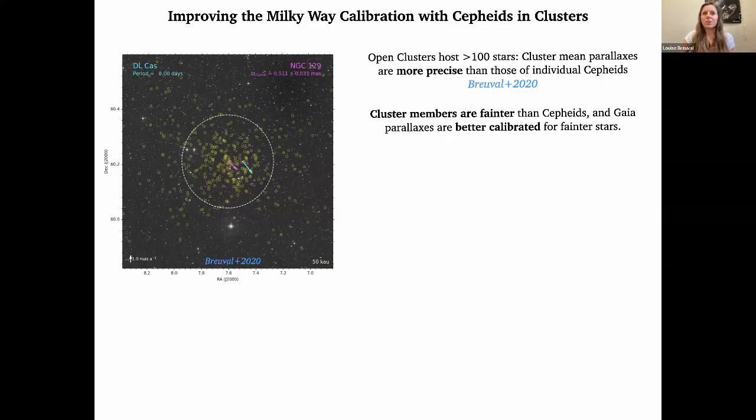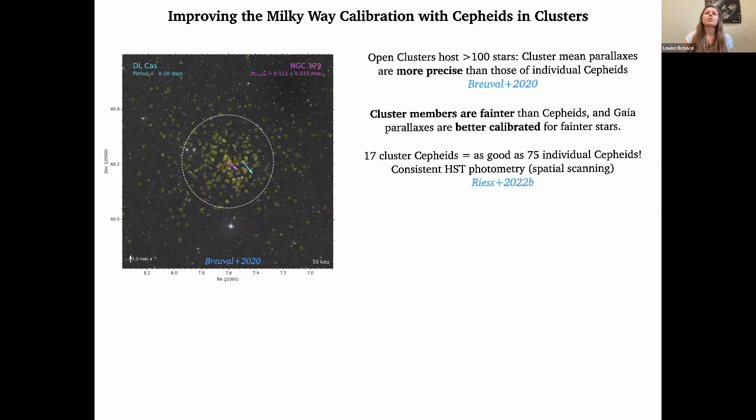The other good thing about clusters is that the members are generally fainter and they're less sensitive to Gaia systematics, and they're better calibrated because in the Gaia catalog, there are more faint stars, so they're more common. What we did with the SHOES team is that we observed 17 cluster Cepheids, and they're as good as 75 individual Cepheids because their parallaxes are overall 3 times better, more precise.